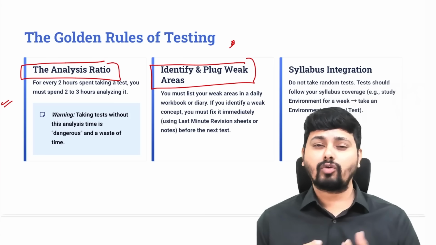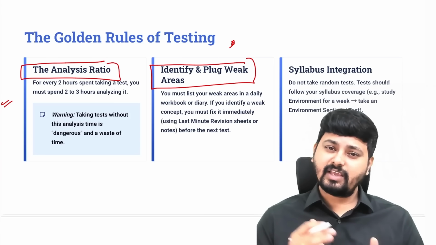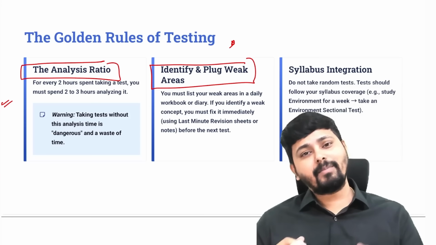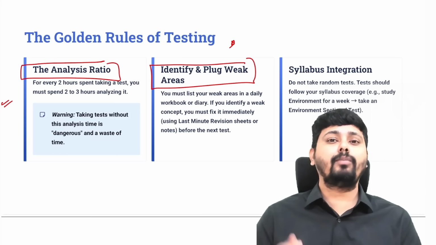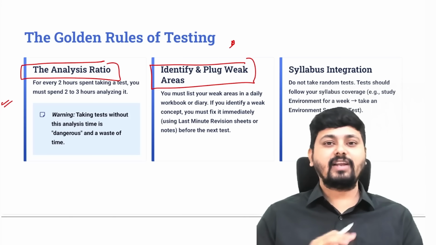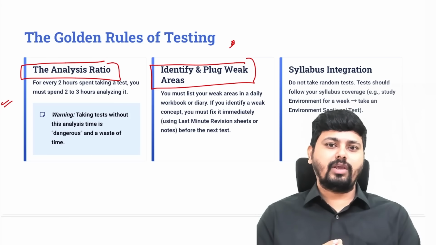Because many a time what students do, they will attempt the mock, they won't analyze, and they keep repeating the same mistake again and again. That's why their scores plateau. They won't improve beyond 70 to 80 marks. Always it is around 70 to 80. Why? Because you're not analyzing what you're doing.